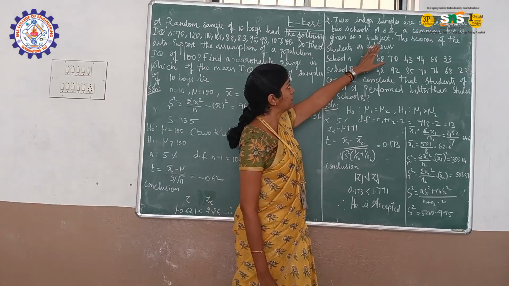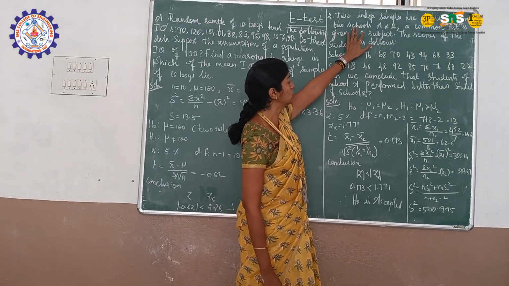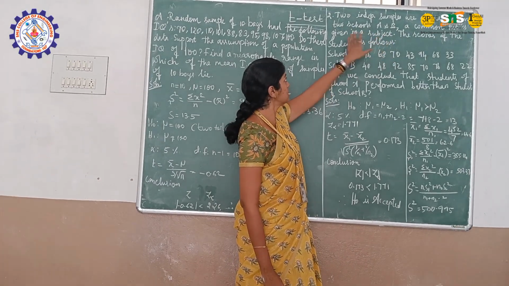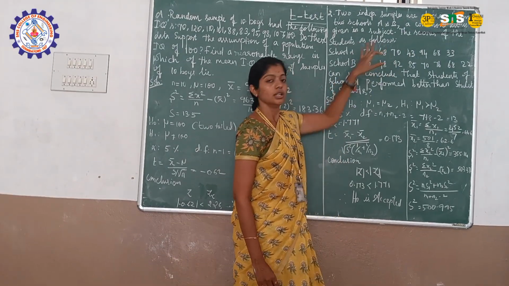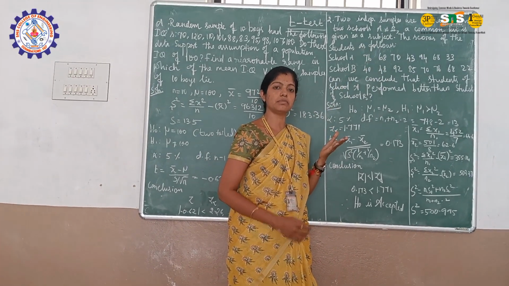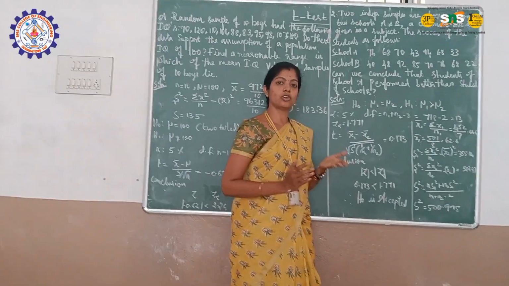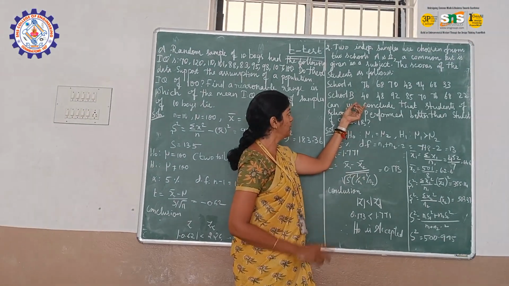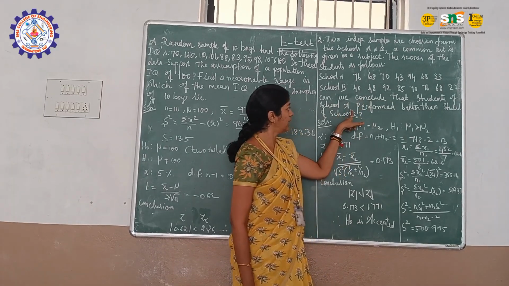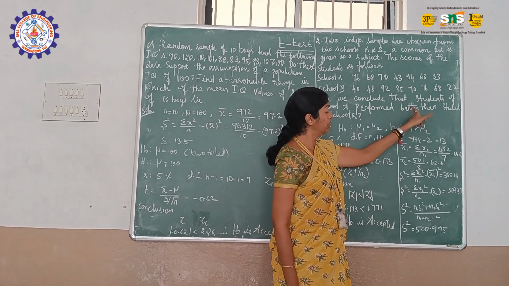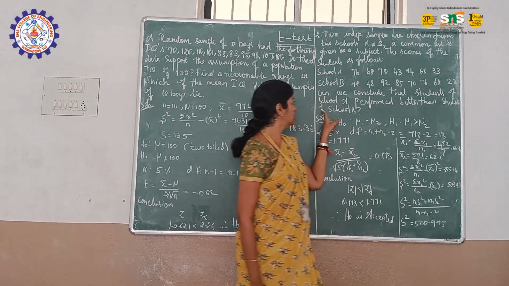Two independent samples are chosen from two schools, A and B. A common test is given in a subject. The scores of the students are as follows. So they are considering two schools. They are making one test common for the two schools A and B. Finally, what we have to conclude is whether students of school A performed better than students of school B.